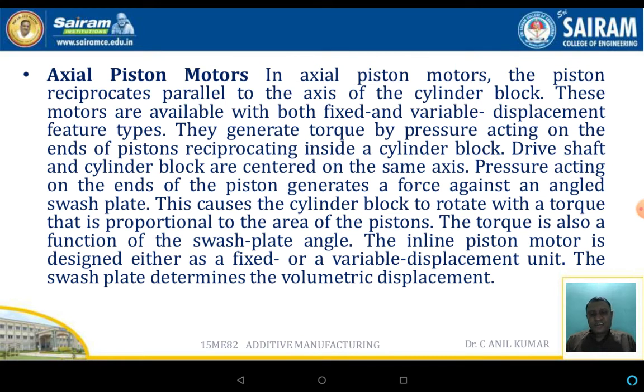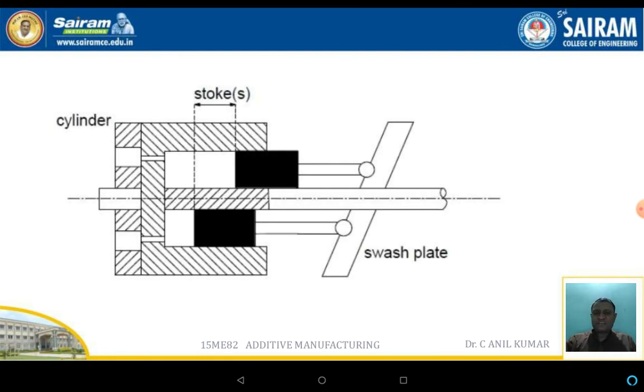This causes the cylindrical block to rotate with a torque that is proportional to the area of the piston. The torque is also a function of the swash plate angle. The inline piston motor is designed as either fixed or variable. The swash plate determines the volumetric displacement. This slide shows the block diagram of the axial piston motor. In this, the swash plate is inclined. Once the swash plate is inclined, the rotor speed is a little faster than when it is perpendicular to the axis of the shaft.